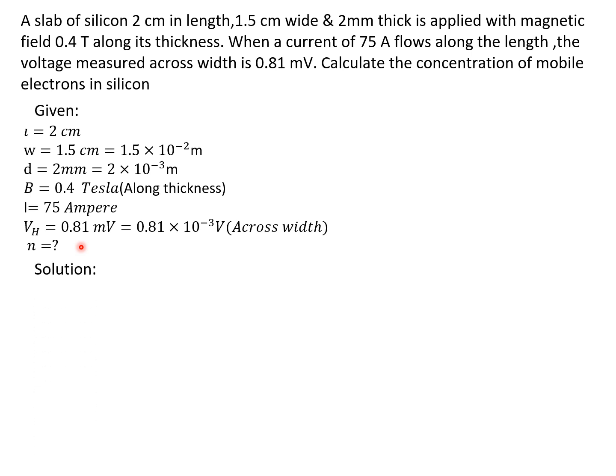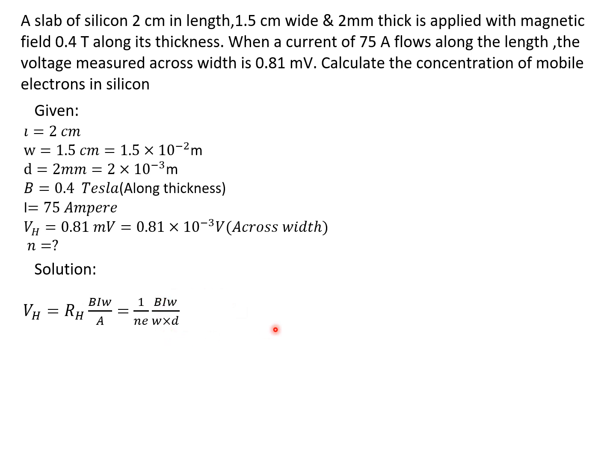Solution. Let us solve the numerical. As in the earlier numerical, the W in the numerator should be the side across which Hall voltage develops. It can be D or it can be W. Here Hall voltage appears across the width, so this will be W in the numerator. So VH is equal to RH into BIW upon A. A is the cross section area.